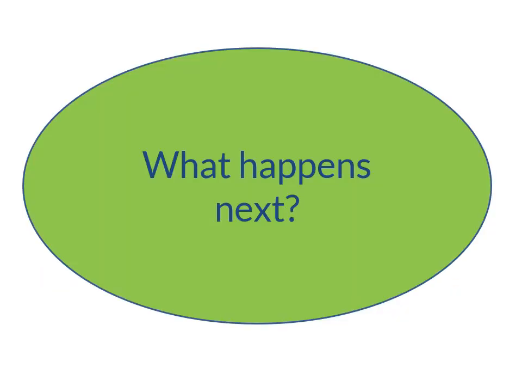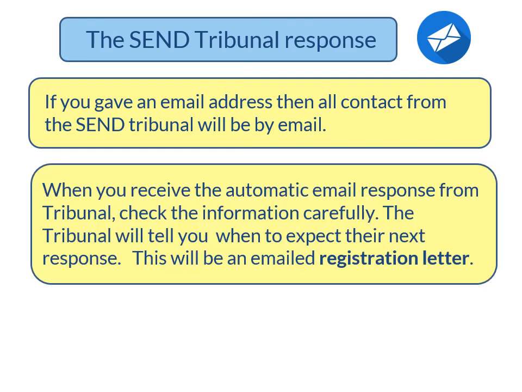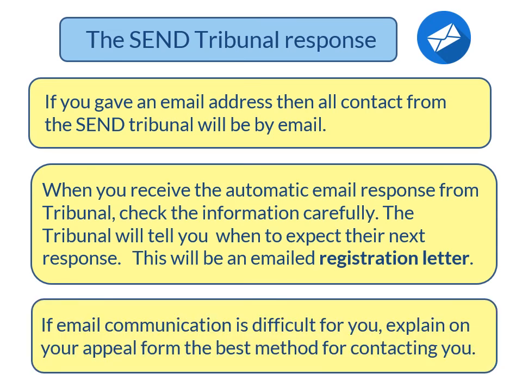So what can you expect next from the SEND tribunal? If you provided an email address on your appeal form, then all contact from the SEND Tribunal will be by email, regardless of how you sent in your appeal form. When you receive the automatic email response from the Tribunal, check the information carefully. The Tribunal will tell you when to expect their next response. This will be an emailed registration letter. When you receive the Tribunal registration letter, this will also be when the local authority knows that an appeal has been lodged against their decision.